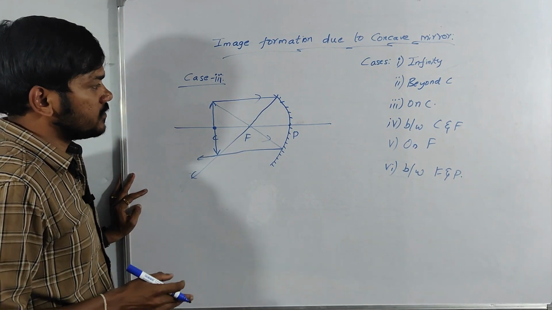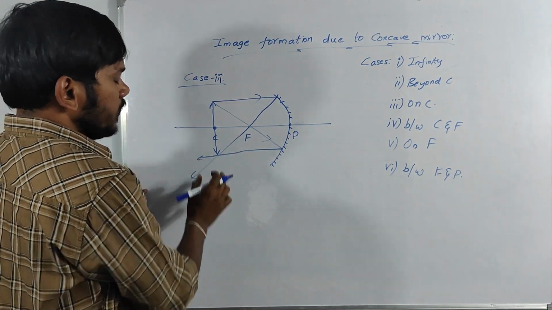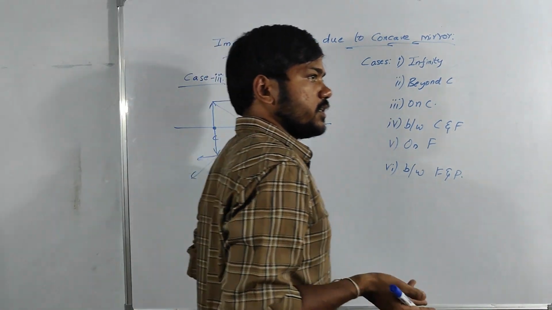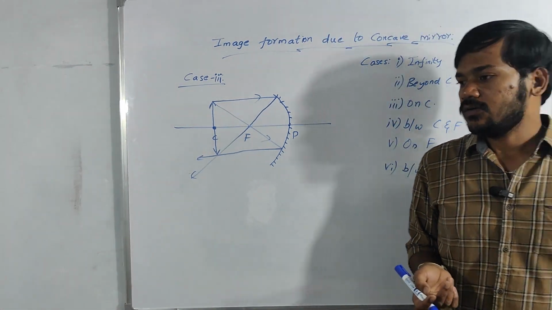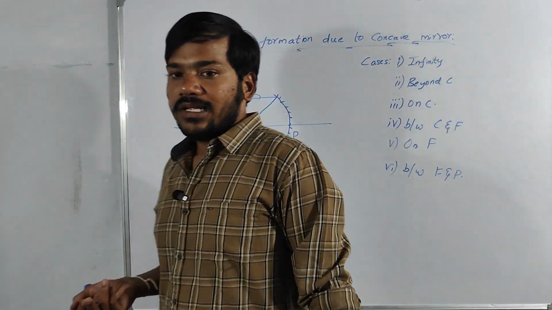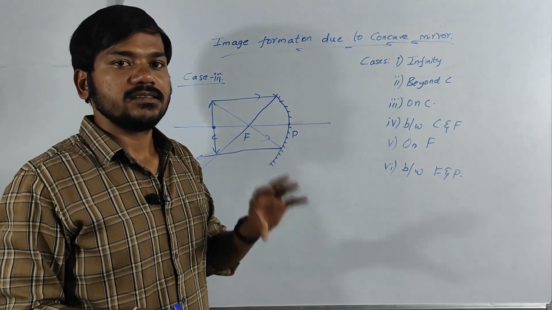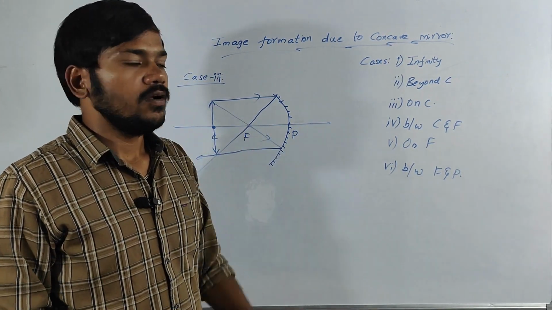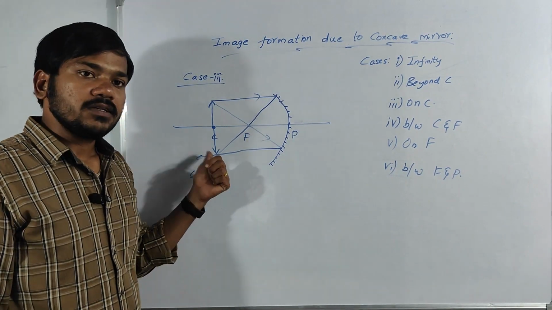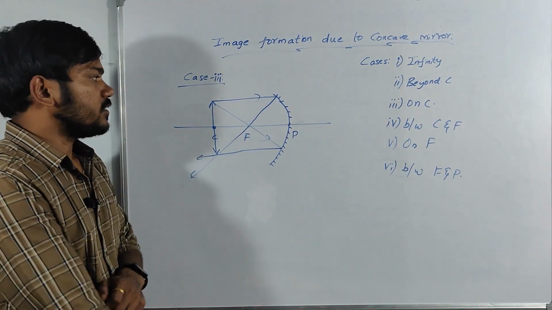See how simple this is? Now why the question can be asked and how it can be asked. They may ask you, for a concave mirror, when is the size of the object equal to the size of the image? Whenever the object is placed at the center of curvature.